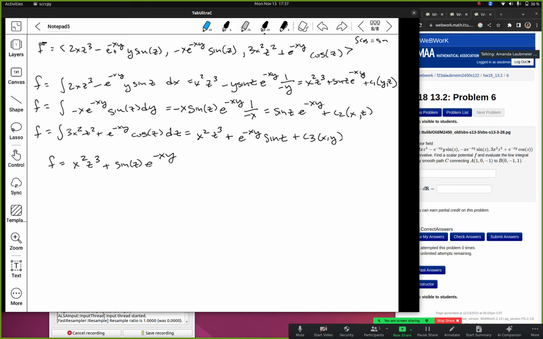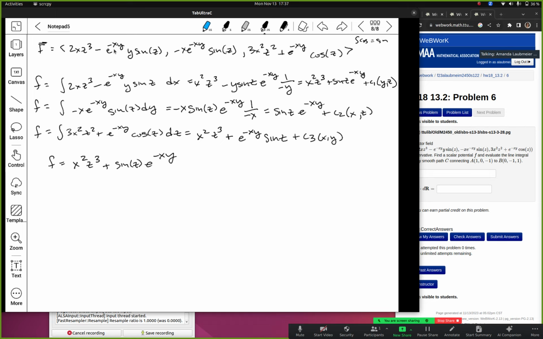And then I go down to my second integral and I sort of ignore anything that I already found. So the sine z e to minus xy already exists in my f, so I don't count it again. And then there's nothing else to add, so I'm done there. And then I go down to my third integral, and again I ignore anything I already found, but I already found x squared z cubed, and I already found e to minus xy sine z. So there's nothing new to add, and this is my complete answer for f.